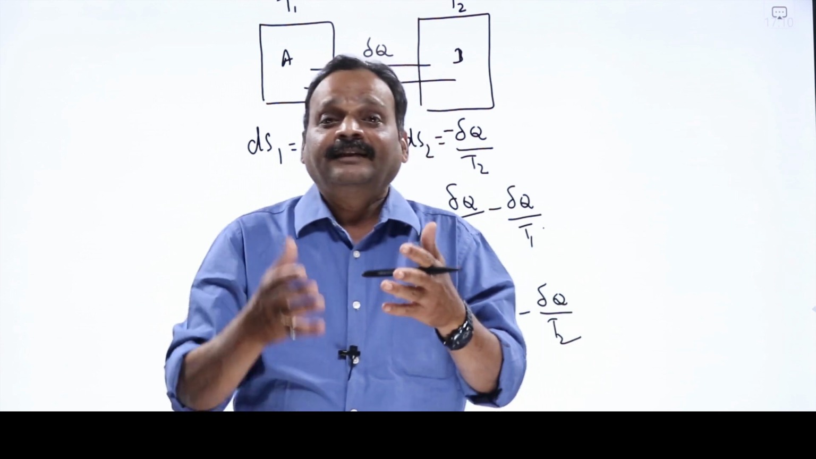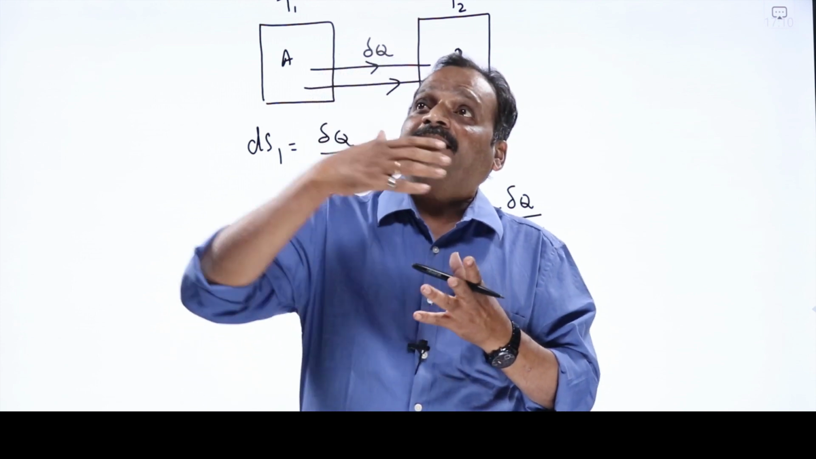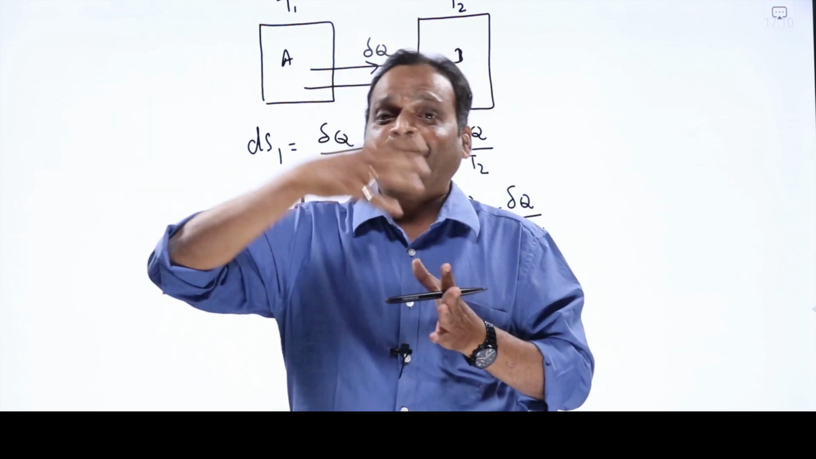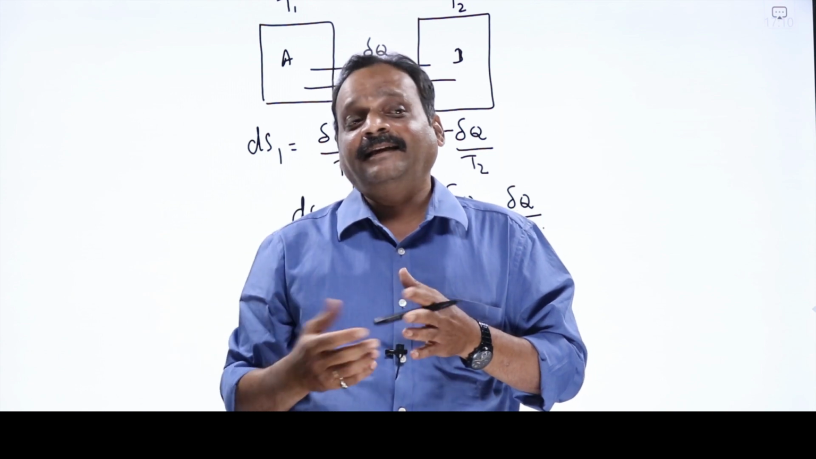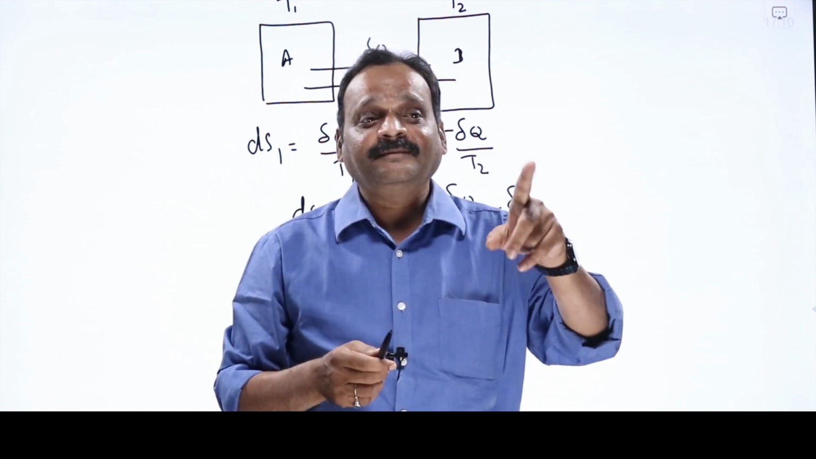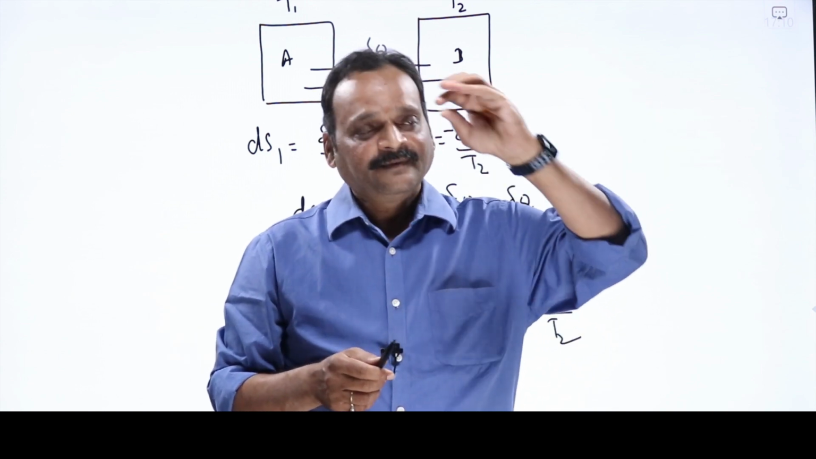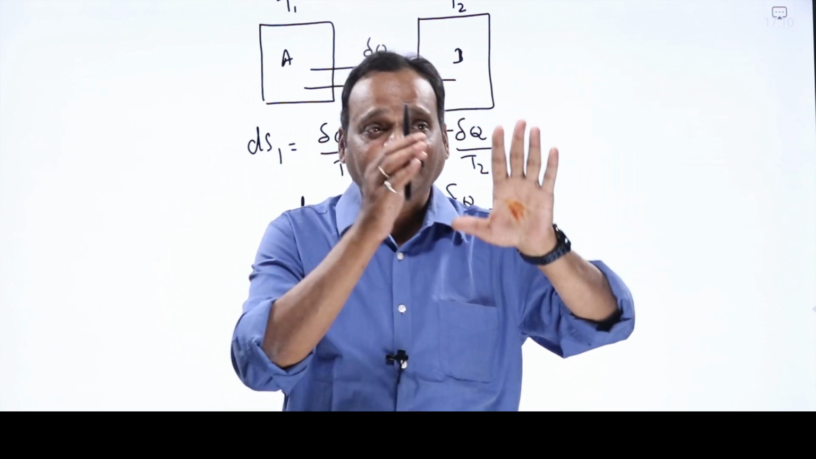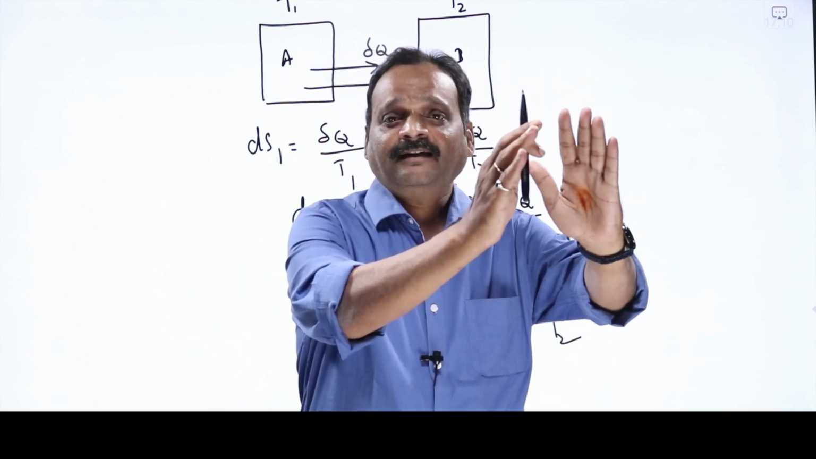In that way we can understand which natural processes are possible in nature and which are not. Anything where entropy decreases or remains constant is impossible in nature. Entropy has to increase only. In that way only a process will happen.